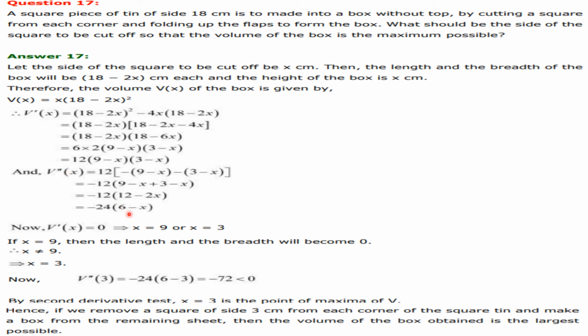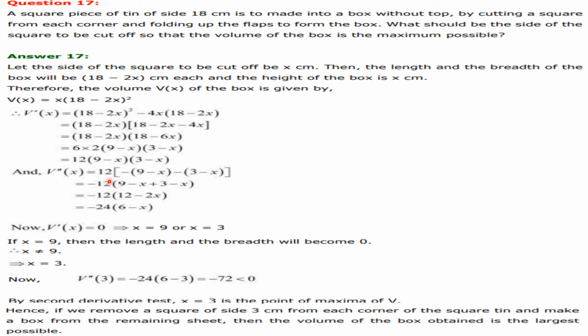Then after that, what should we find? Third step, we have to find critical points. How do you find the critical points? By solving the equation v dash of x equal to 0. In the place of f dash of x, we are writing v dash of x. Understood this third step, my children?